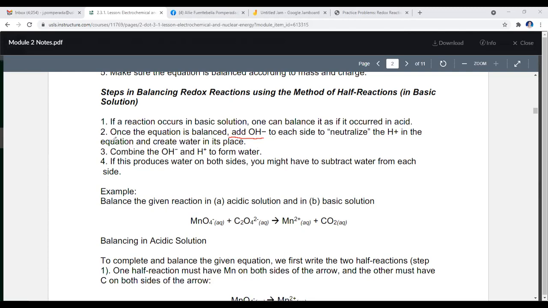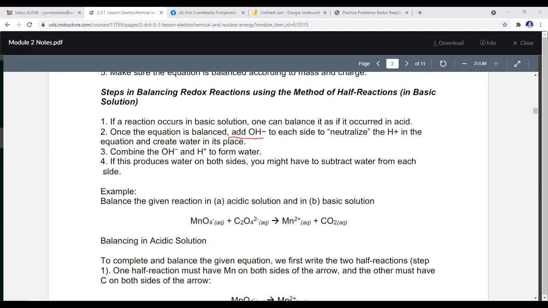So wherever the H plus is appearing in your balanced redox reaction in acidic solution, that's the side that you will add your hydroxide anion. Because if you add hydroxide anion to H plus, it will produce water. So you combine the OH negative and the H plus, the hydronium cation, they will form water. If this produces water on both sides, you might have to subtract water from each side of your chemical reaction.